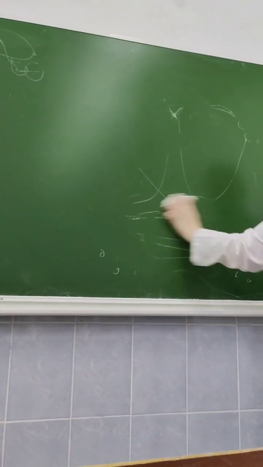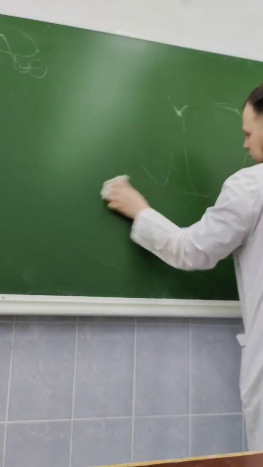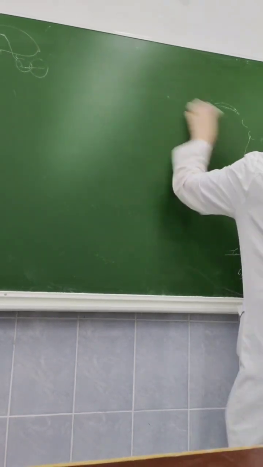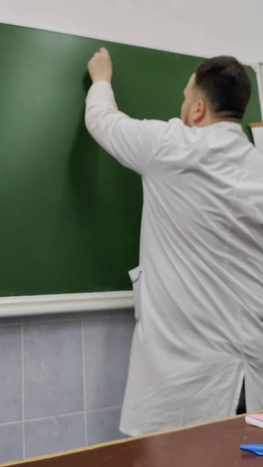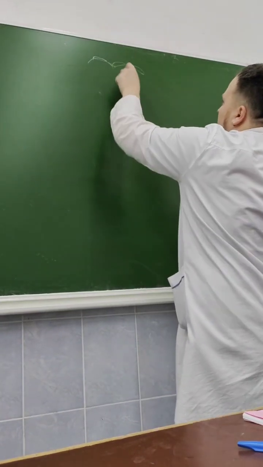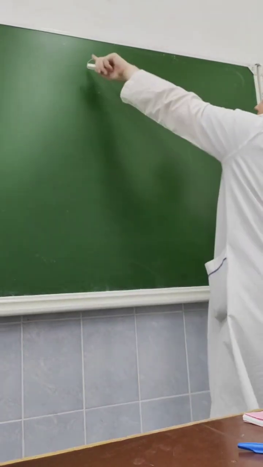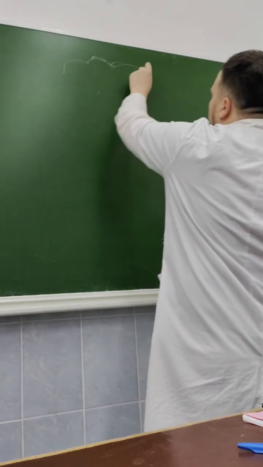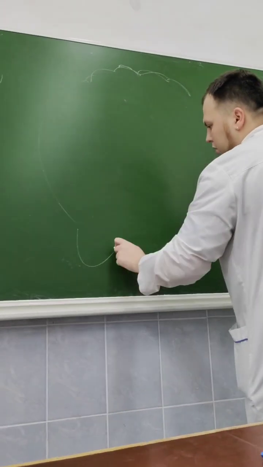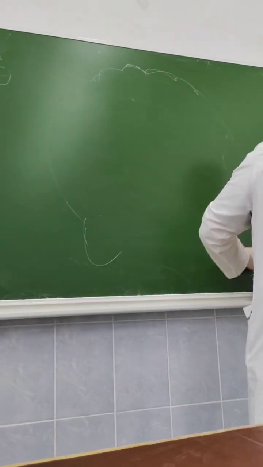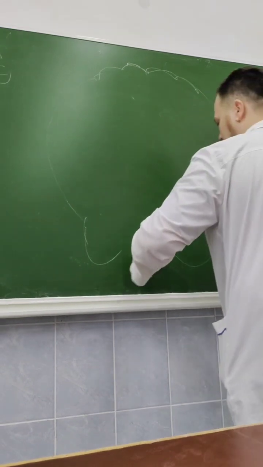But I will try to show you the most interesting part. Dorsally, in the inferior part of the medulla, we will find these are gracile tubercles, cuneate tubercles. Here we'll find olives, and here.